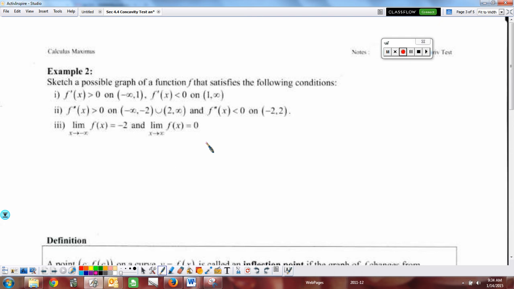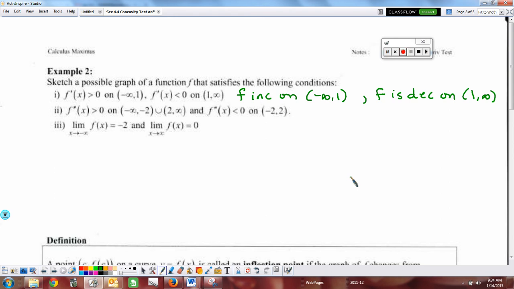So we're given that the first derivative is positive on this interval and negative on that interval. So let's remember we're all about what the original function is doing. Because this piece of information is about the first derivative, and this is the increasing decreasing test, f must be increasing on negative infinity to 1, and f is decreasing on 1 to infinity. So that's what we know about our function right now.